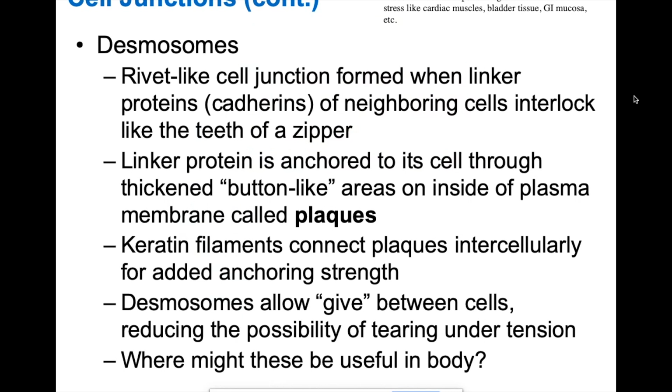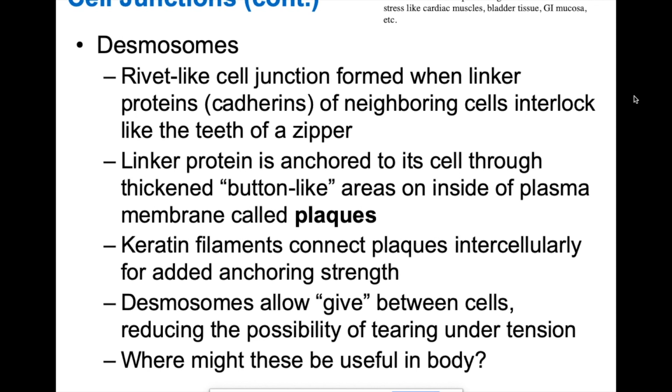Our next type of cell junction is called a desmosome, or desmosomes for plural. These are cell junctions that form when linker proteins called cadherins of neighboring cells actually interlock, kind of like imagine a zipper, like you're zipping up and down your jacket. They physically interlock with each other to create this zipper between the cells. The linker protein is anchored to its cell through a thickened button-like area on the inside of the plasma membrane, and these are called plaques. We'll look at this in a minute. It won't feel so wordy.